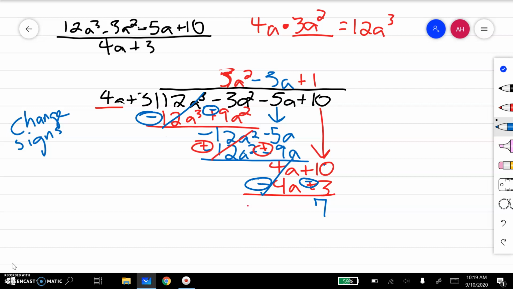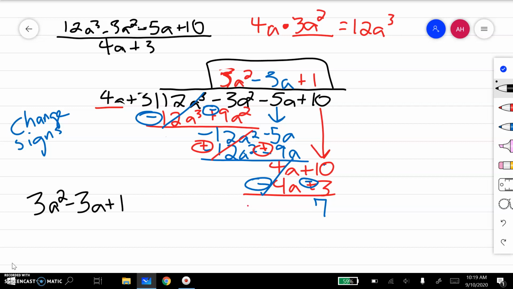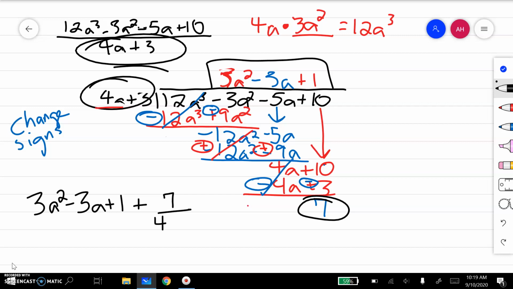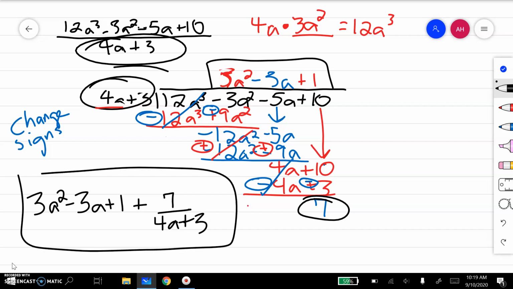So now we need to write the answer. First, you start with what's on the top. Our answer is going to start with 3a squared minus 3a plus 1. Then you look at your remainder. If your remainder is positive, you put a plus. If it was negative, we would use minus there. Then you write your remainder, which was 7, over what you divided by, or what was on the bottom to start with, which is 4a plus 3. And that is your final answer.